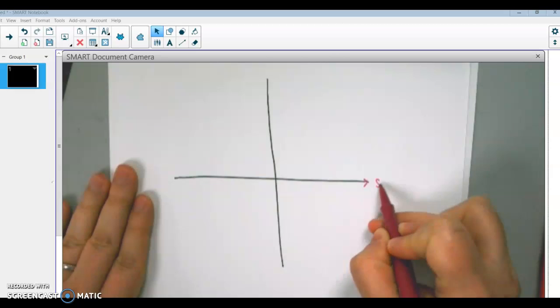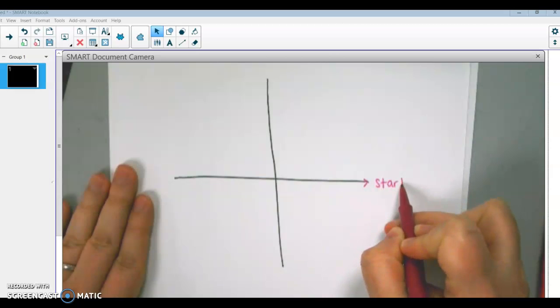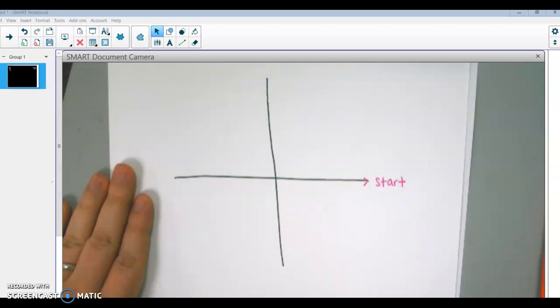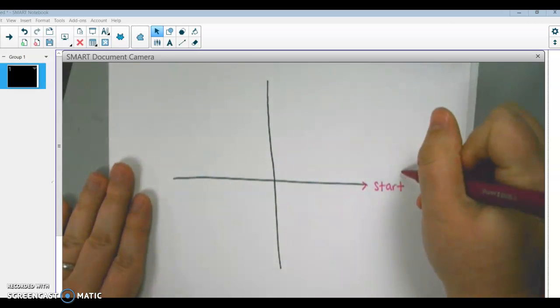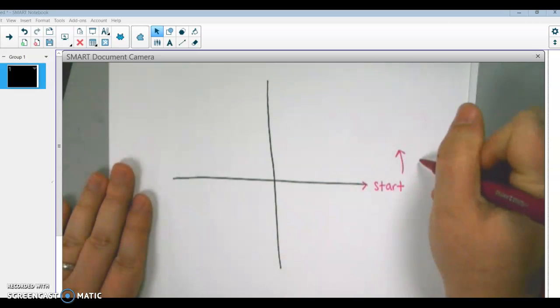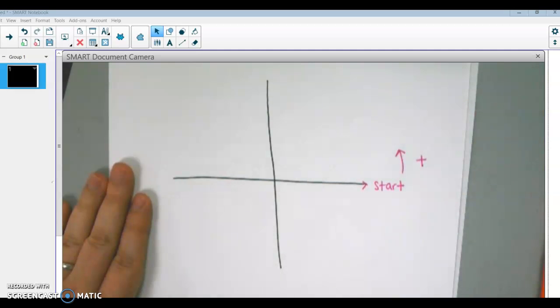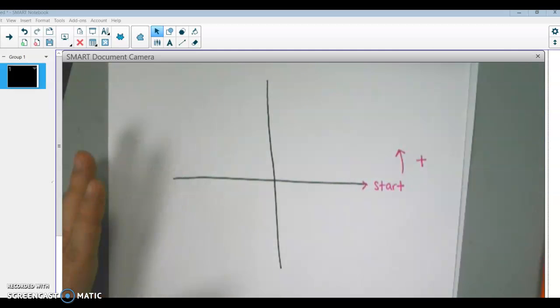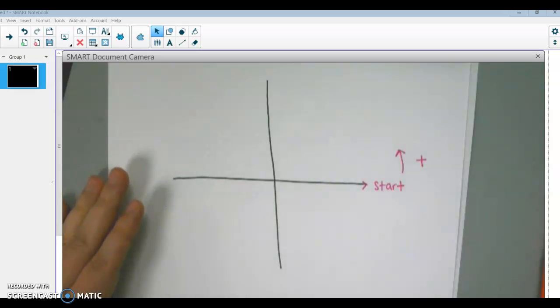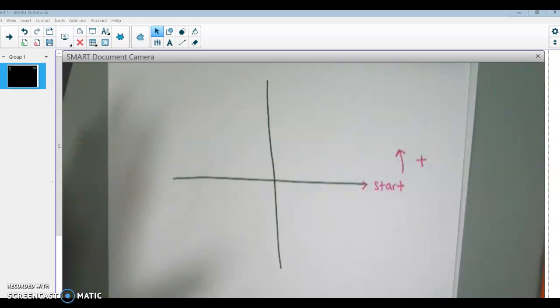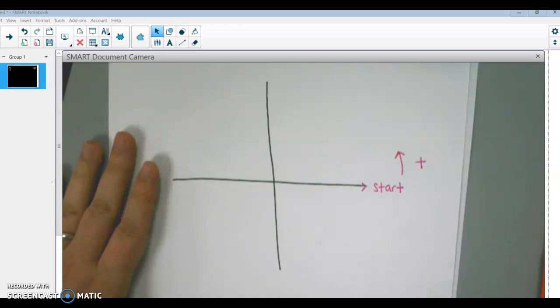So I went over this a little bit in class, but you start here on the positive side of the x-axis, and if you go counterclockwise, those angles are positive, so that's the direction that we're going to fill this out. Obviously, if we had a negative angle, we would do the same thing, but going in the opposite direction, so everything would be flipped upside down.